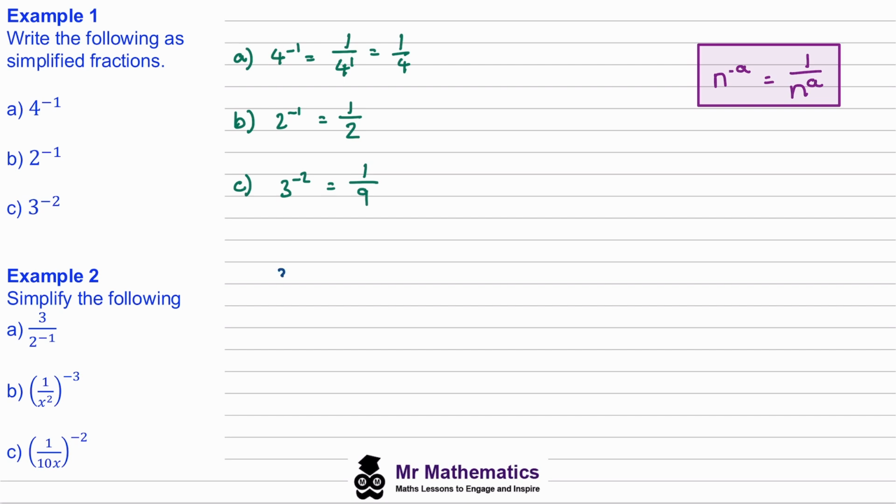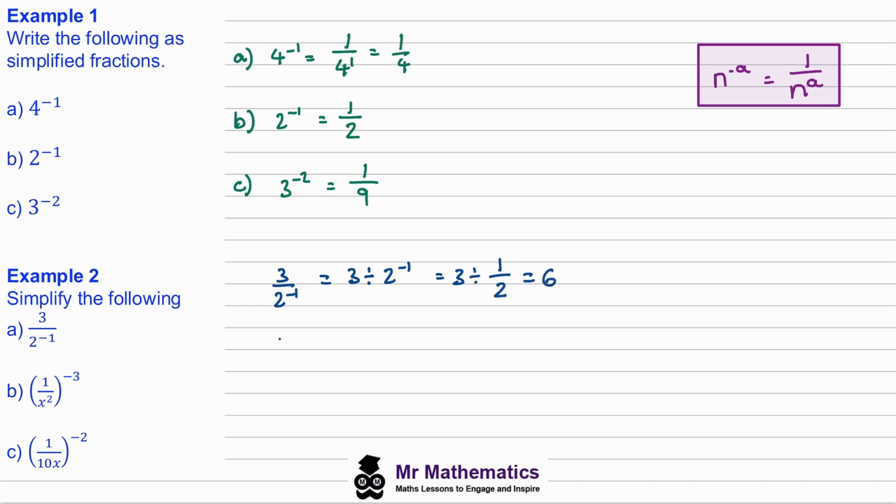So we'll begin with 3 over 2 to the negative 1. Well, we can write this as 3 divided by 2 to the negative 1. So 3 divided by the negative power will be 1 over, this will be 1 over 2, and 3 divided by a half is 6.